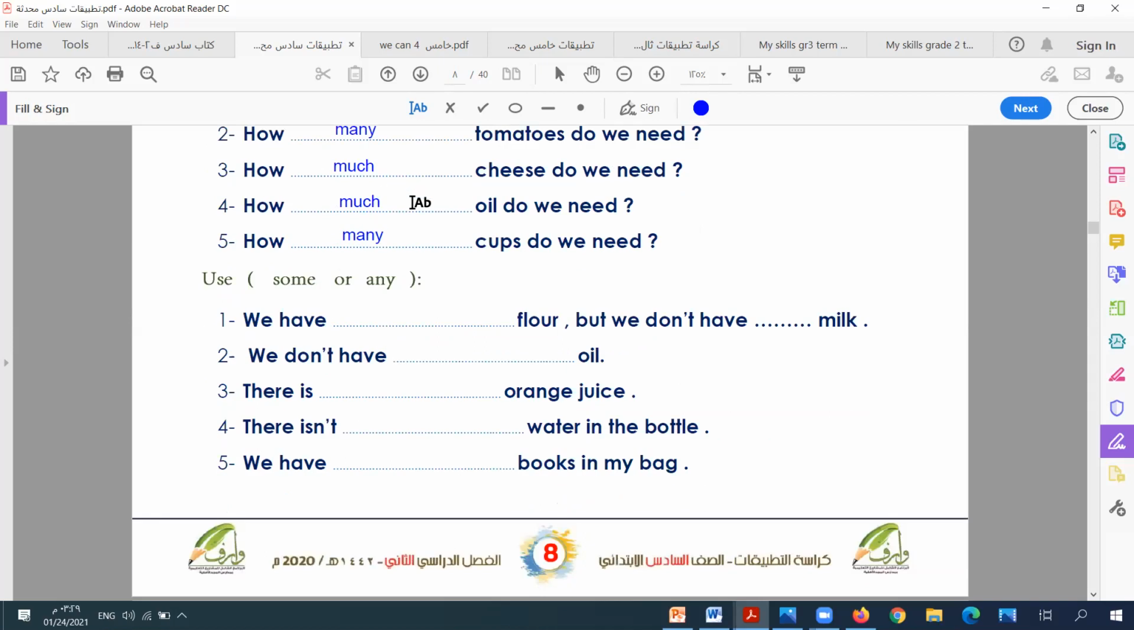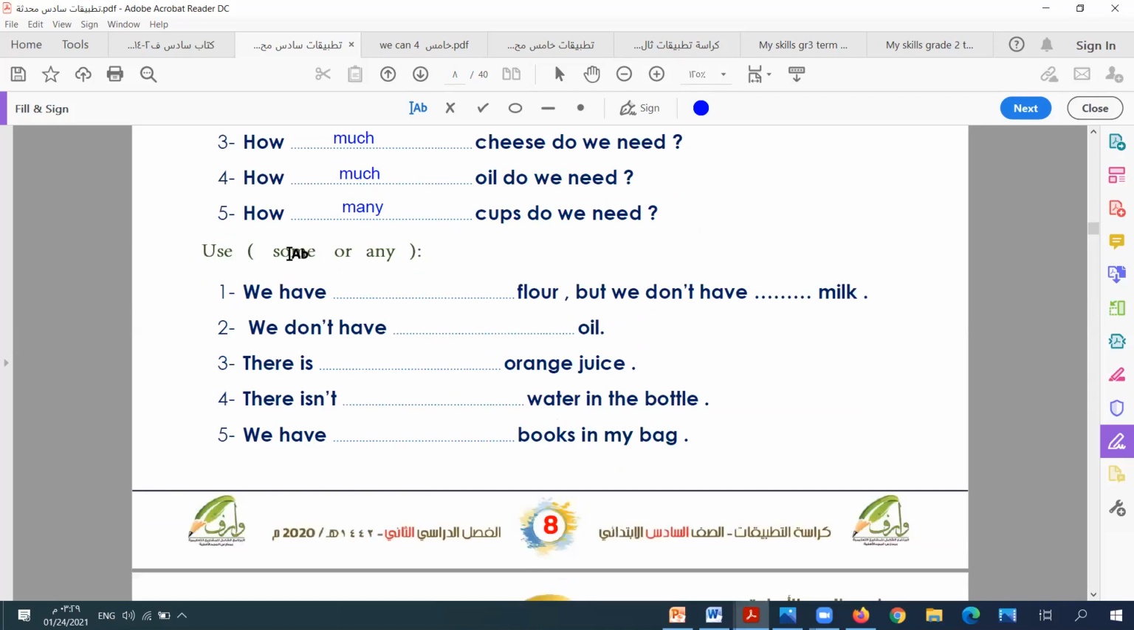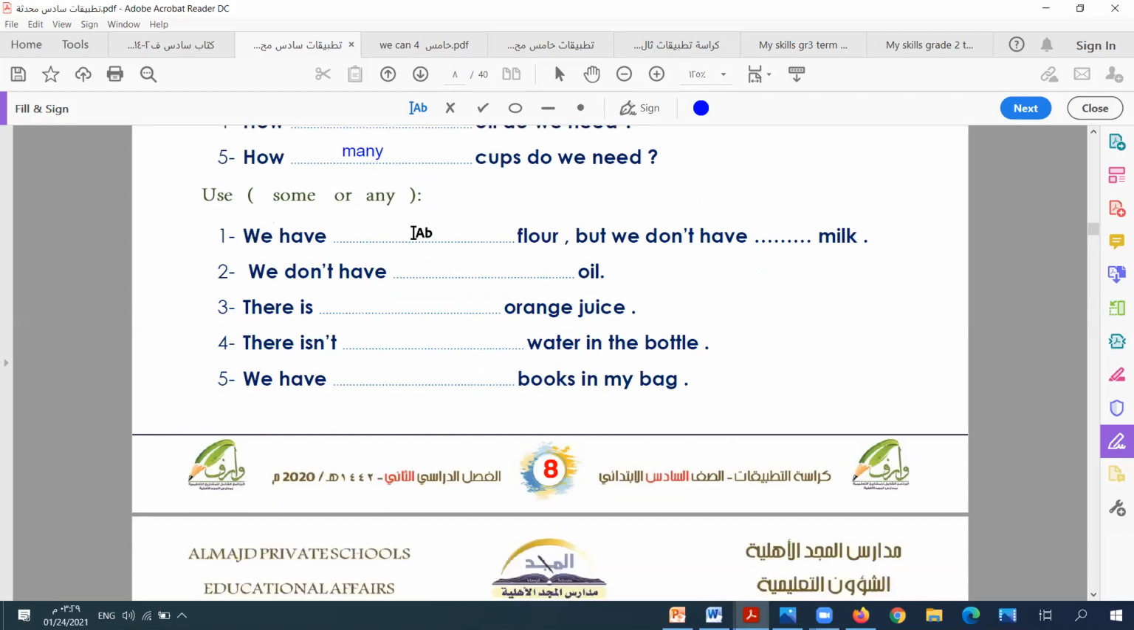Okay, let's move to the next exercise. Use some or any. As I told you before, some for affirmative and any for negative. What are we going to say here? Yeah, we have some flour, but we don't have, look here, don't, negative. We don't have any.